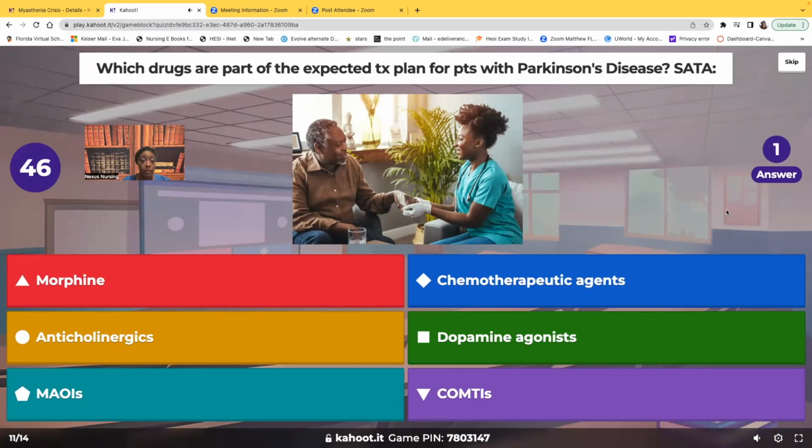Here are your choices: morphine, chemotherapeutic agents, anticholinergics, dopamine agonists, MAOIs, and COMTIs. What do you guys think?